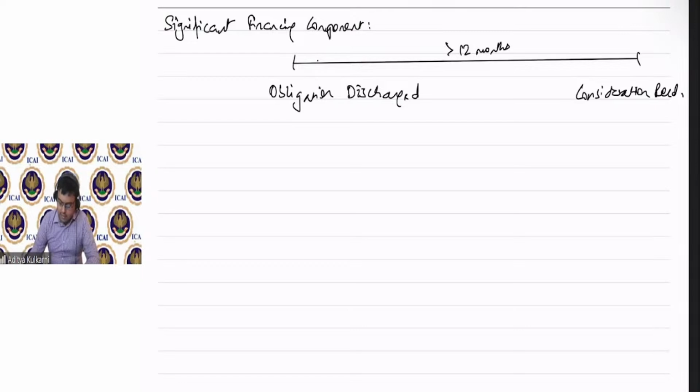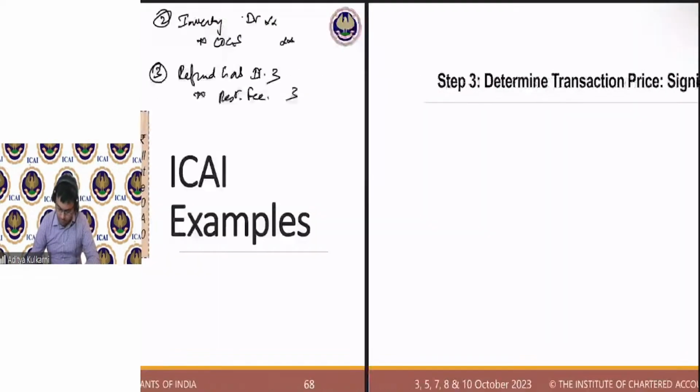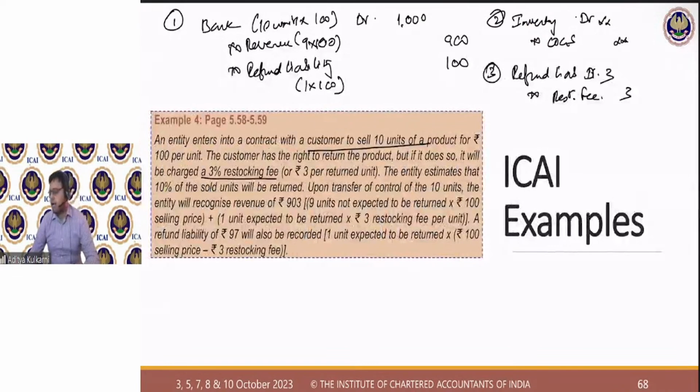Supraja is asking, will the refund liability be the same in the case of the previous example as a contract liability? No. This is no longer a contract liability, madam. This is an actual refund that you have to pay. It is a cash liability. You have to pay it. It is a financial liability.